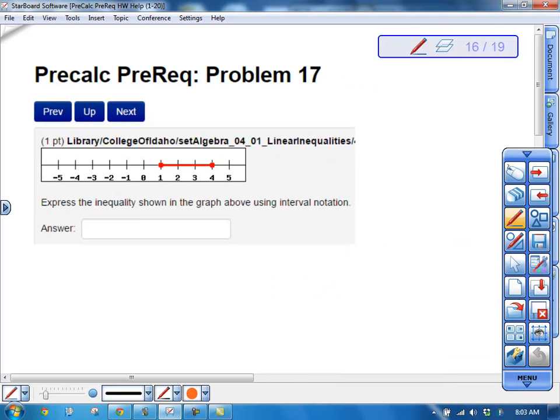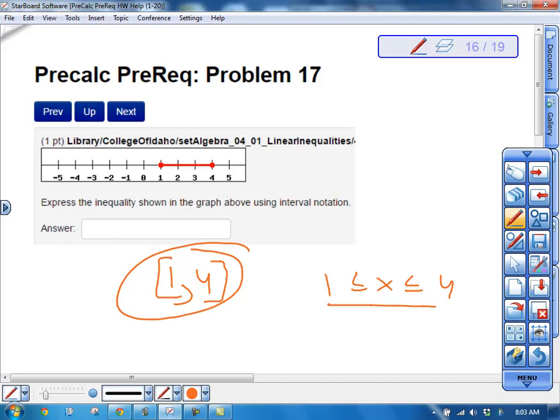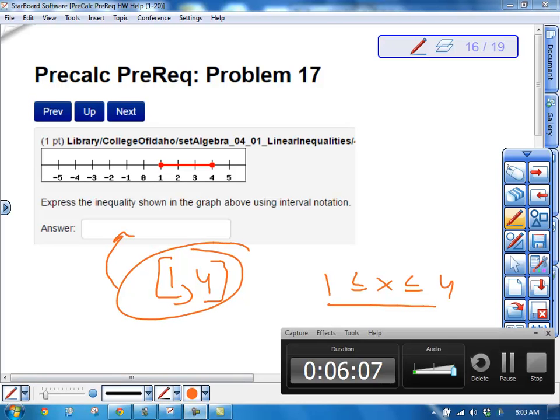So another one of those then, we would go from 1 to 4 in this case, and we'd use closed brackets because we're including both 1 and 4. And that's interval notation. You could say 1 is less than or equal to x is less than or equal to 4 in inequality notation, but this is what they're looking for right here, interval notation.